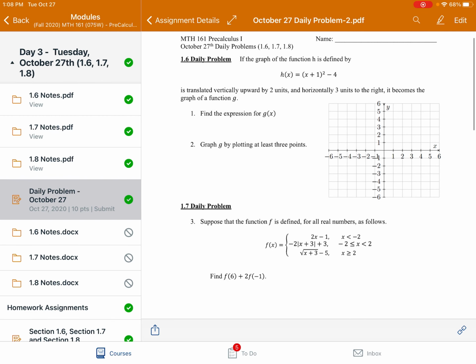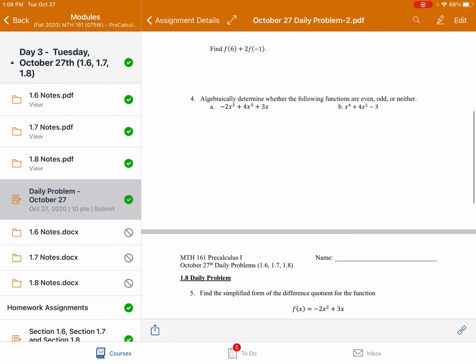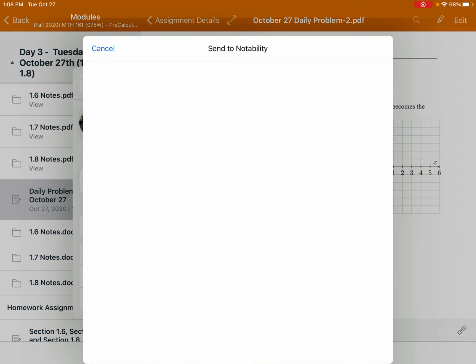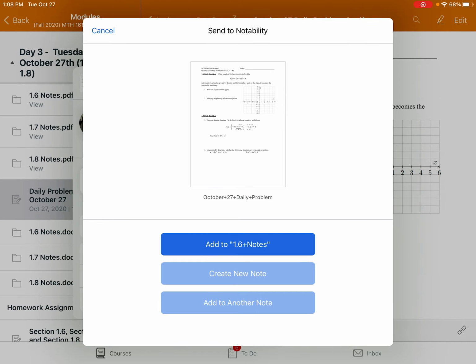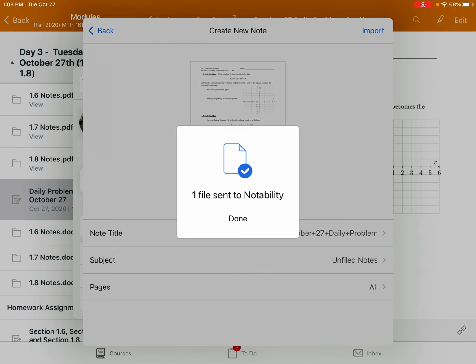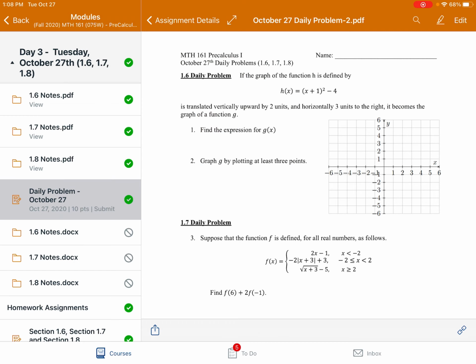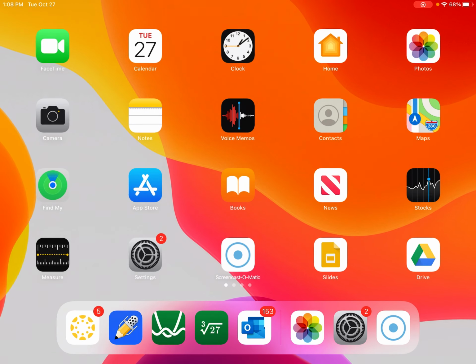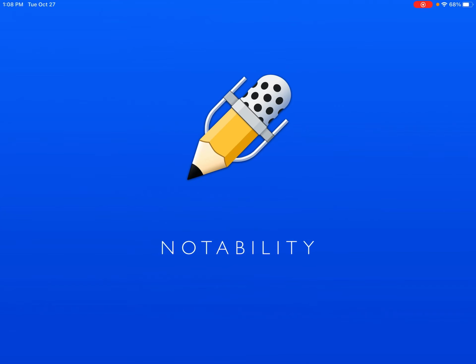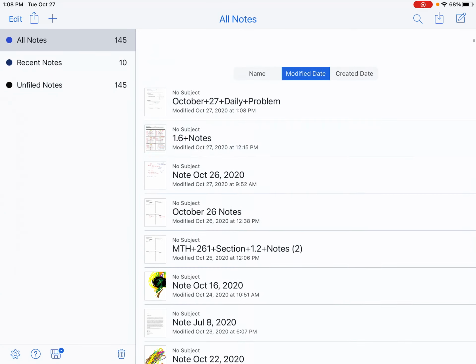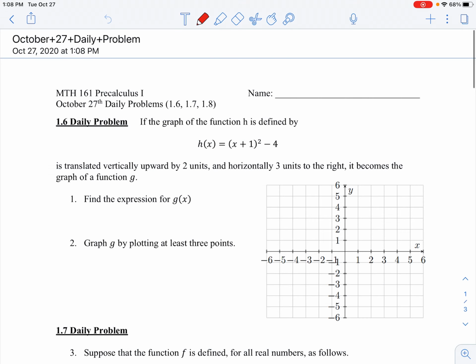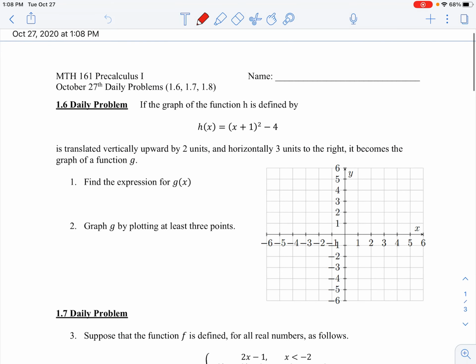I did assign numbers 1, 2, 3, and 4. Right after class, I had a student asking questions, but I can't remember which one it was. Maybe it was 1.7. So I'm going to go ahead and record a video going over 1.7. And if you need other ones, I will also come back and record it and send it to you.